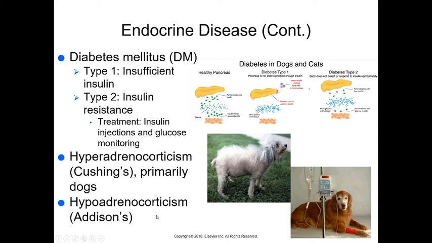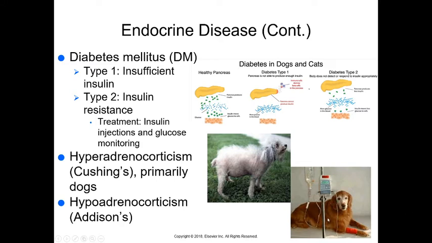Hypoadrenocorticism, on the other hand, this is the opposite, is called Addison's disease. We usually see these in middle-aged dogs. Let me say that hyperadrenocorticism is caused by a tumor either in the pituitary gland in the brain that tells the adrenal gland what to do, or in the adrenal gland itself. It's usually in the brain. If it's in the adrenal gland itself, we can remove it. If it's in the brain, we typically can't. We just have to medicate them. So tumor, think tumor.